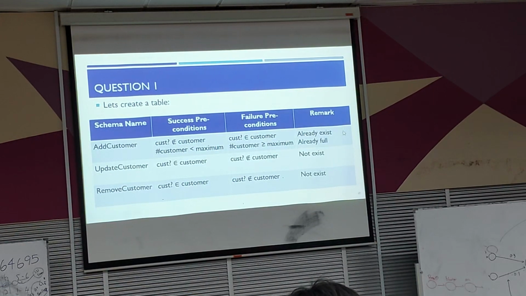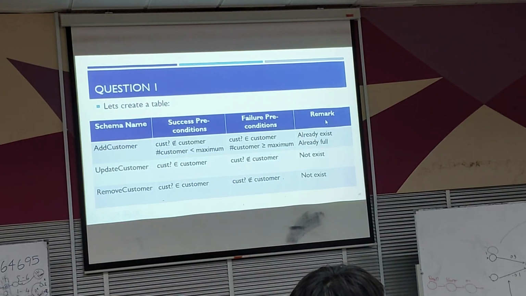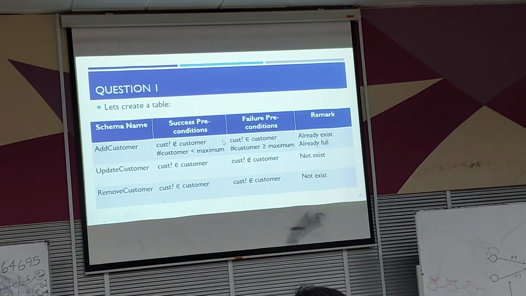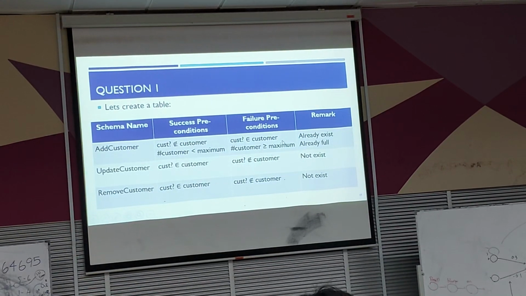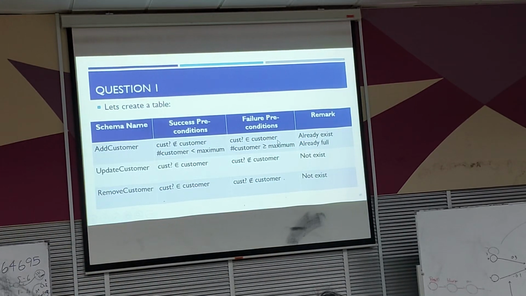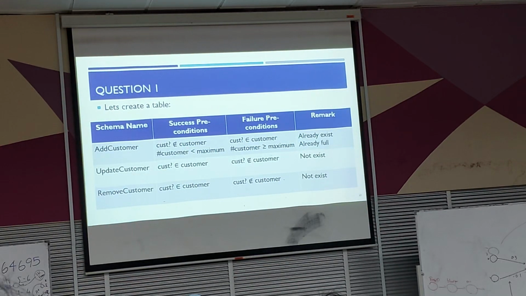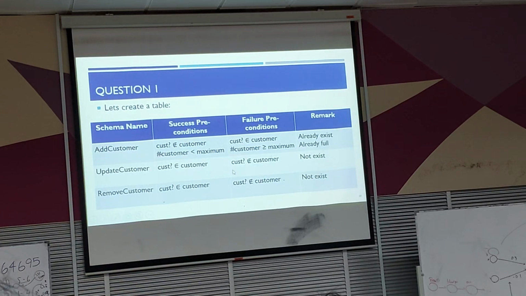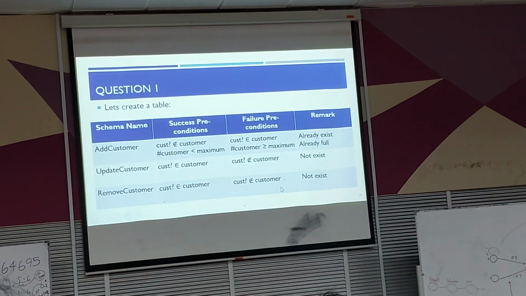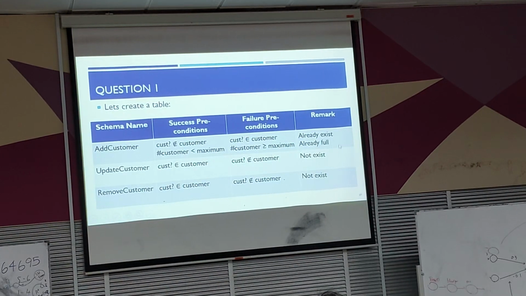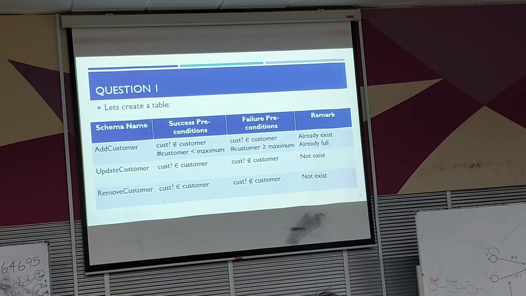Okay, and then for this slide, I add one more column, just to make sure that you put the remark. For this statement, I want to say that this statement shows that the customer already exists. That is what I want to put in the remark. The next line is already full, meaning we cannot let another customer enter the shop, for example. And then the next one is customer does not exist. Same thing for the last one, customer does not exist. So from this table, you know that you have two which are the same here.